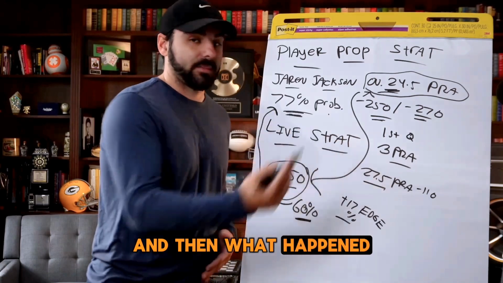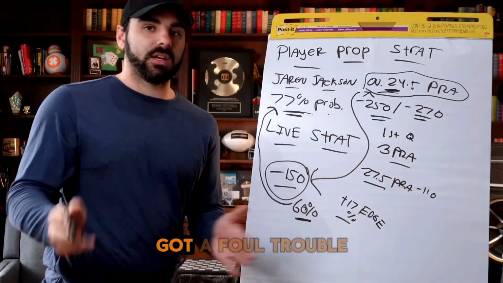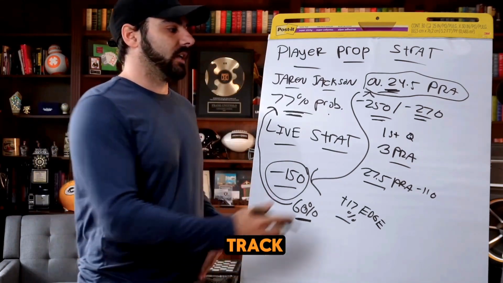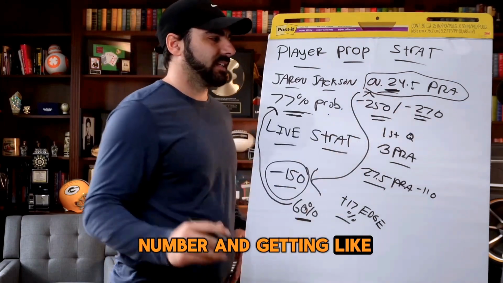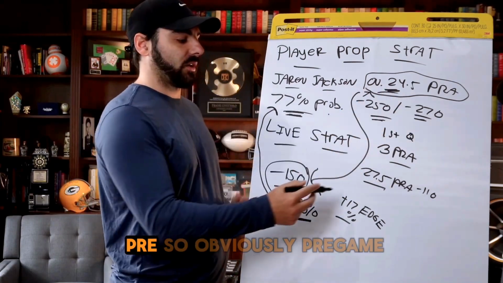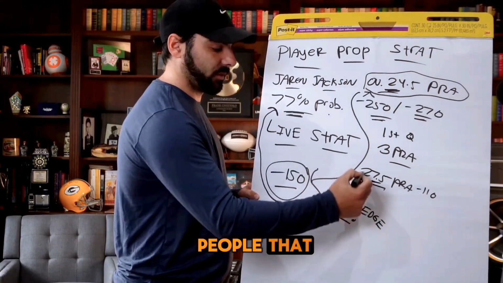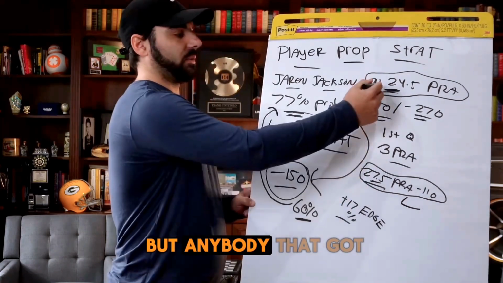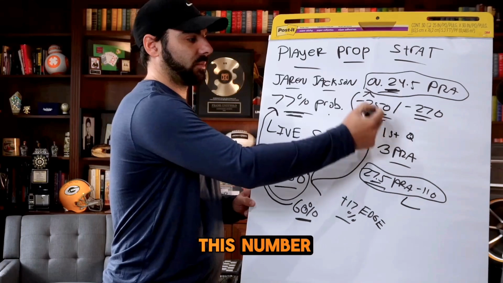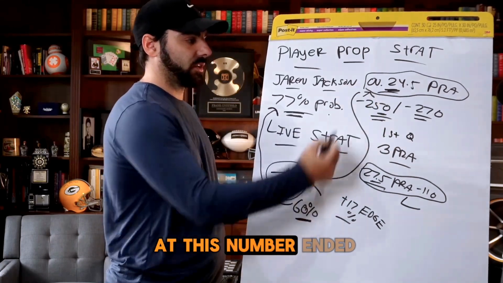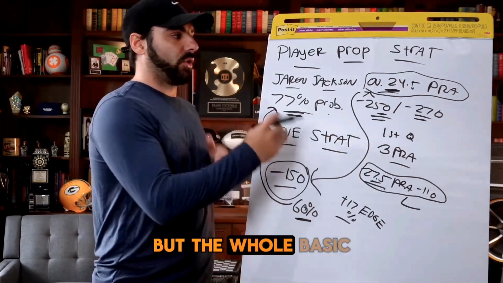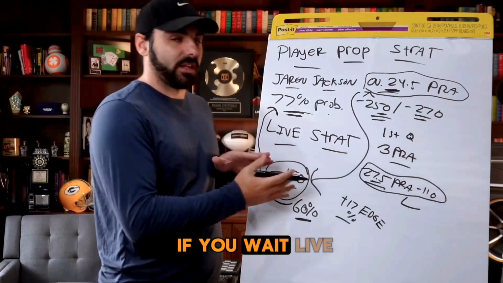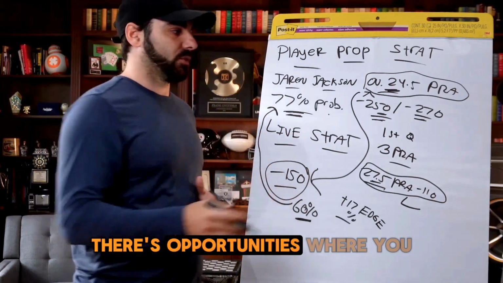And then what happened in the game was, first quarter, yeah, he got in foul trouble, but then the rest of the game, he got right back on track. Ended up surpassing this number and getting like, I think it was like 26 or 27 PRA. So obviously pregame, people that took that minus 110 line, they took the L. But anybody that got pregame and got that at this number, or they got live at this number, ended up winning.